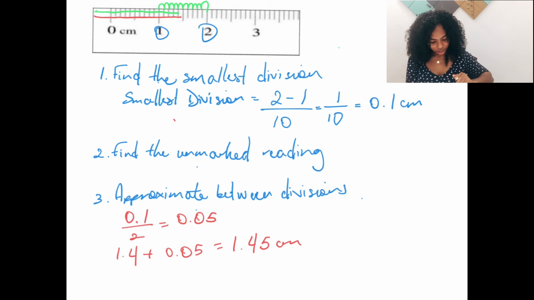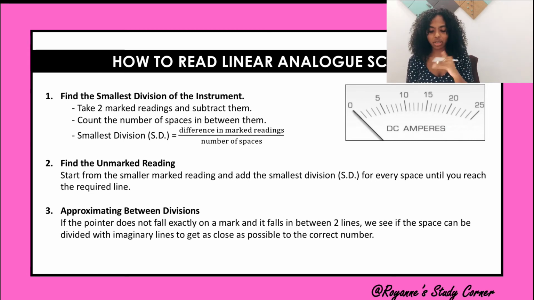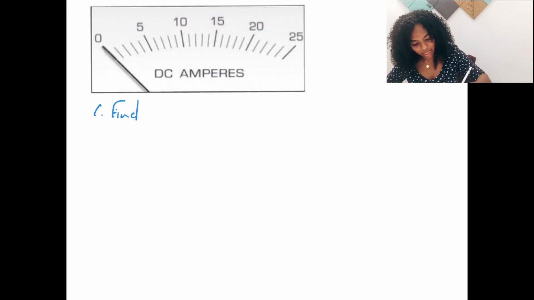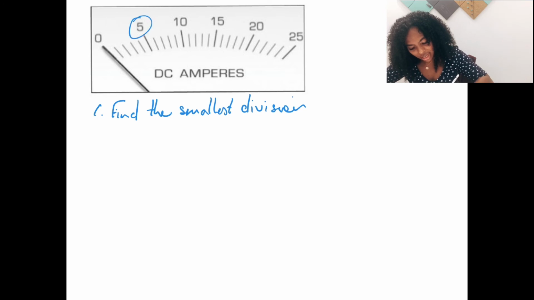Now, let's try another example. This is another one that we looked at before in the examples when we were looking at linear scales. The indicator here is pointing at 0, so we're not making an accurate measurement, we're just trying out the procedure to see if we get the same thing. So our first step again is to find the smallest division. Now let's choose 2 random numbers. It could be any marked numbers. Usually I use numbers that are next to each other, but it will work either way. So let's try it using numbers that aren't next to each other. So we'll choose 5 and 15.